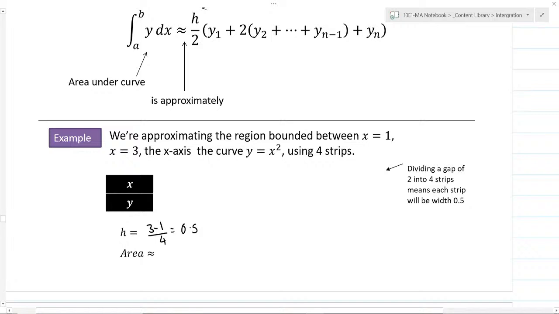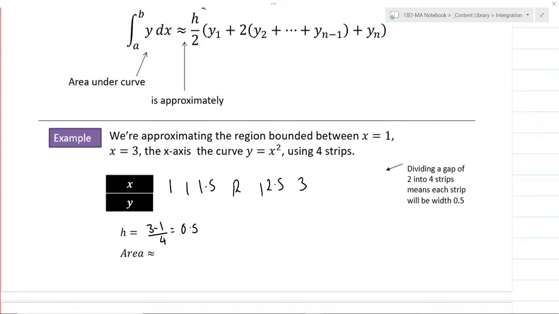Then my first value is going to be 1. My second value is then going to be up by 0.5, so 1.5. Then it's going to be 2, then 2.5, and then 3. Now you might think to yourself, well, I've got 5 numbers there, but it only wants 4 strips. Now remember, the strips are in between these. So actually you've got 1, 2, 3, 4 strips. Does that make sense? Everybody all right with that?